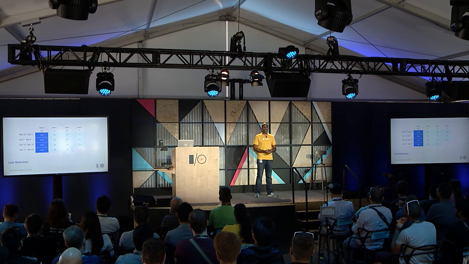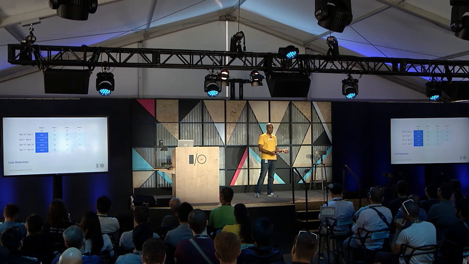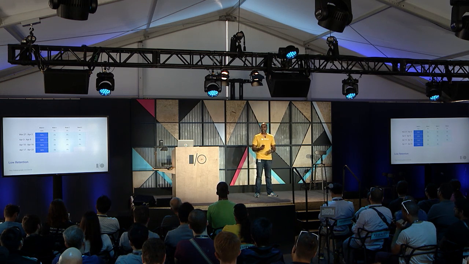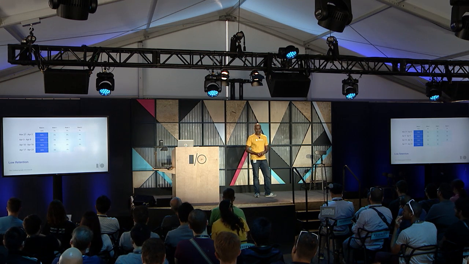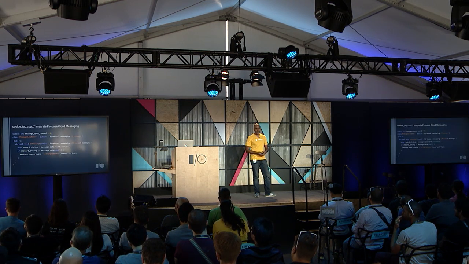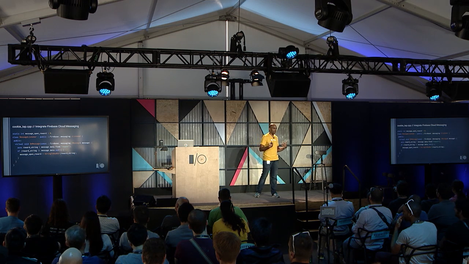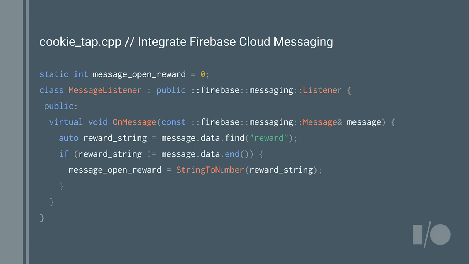But I'm seeing low retention. People come and tap my cookie for perhaps a week, and then they're done, right? They're fed up with the game, or perhaps they just forget about the game. There's so many different things out there vying for your attention. So what I could do is try and bring them back into the app. And so for here, I'll use Firebase Cloud Messaging.